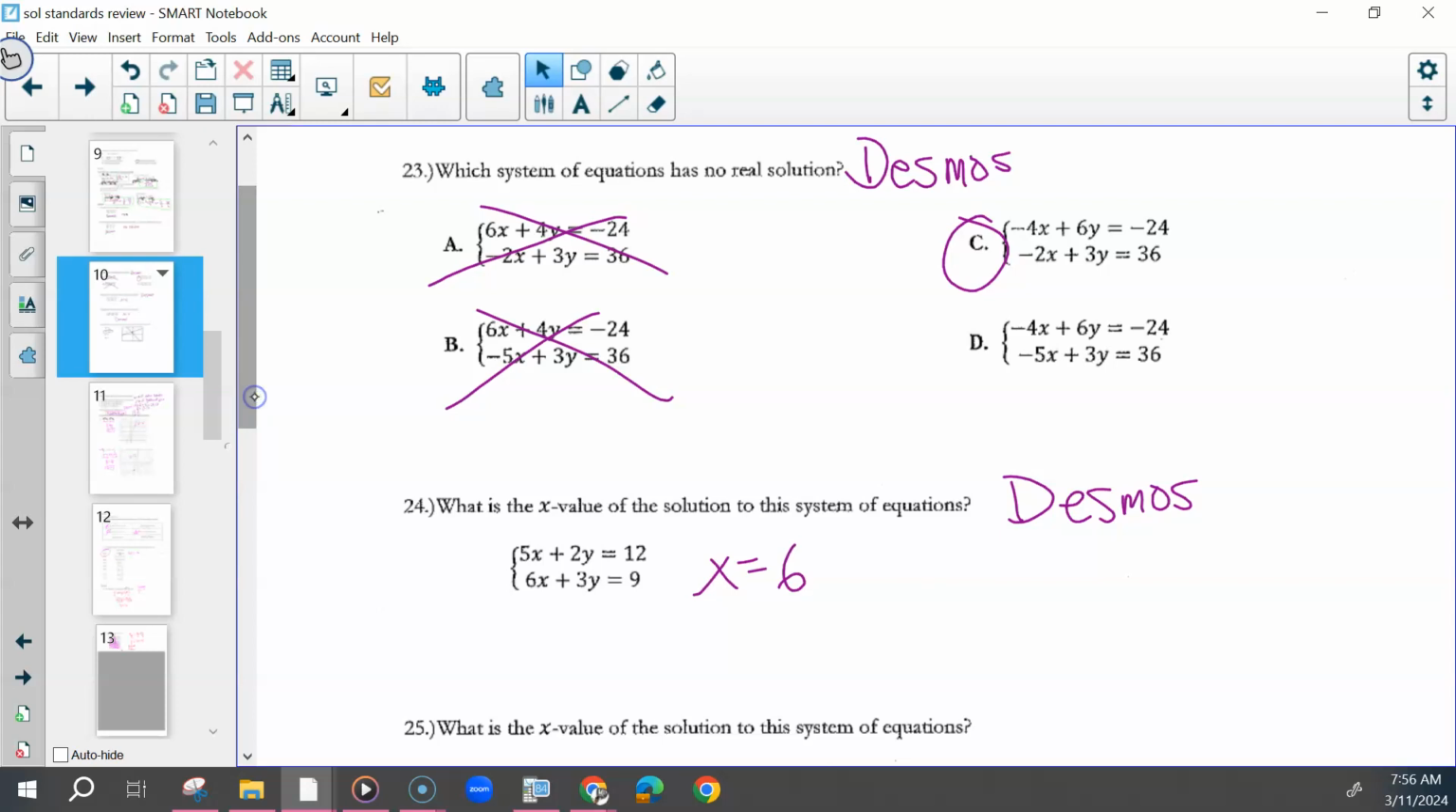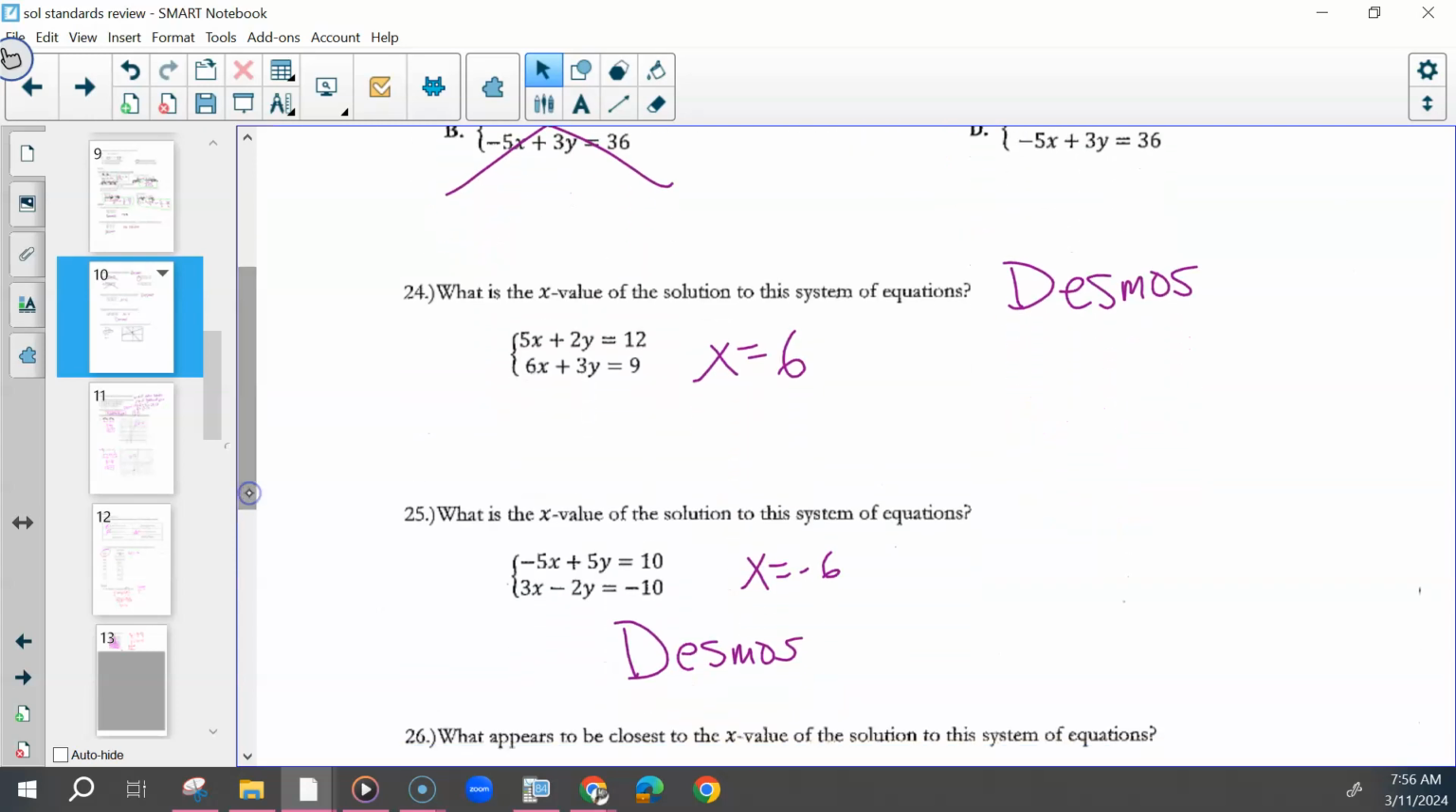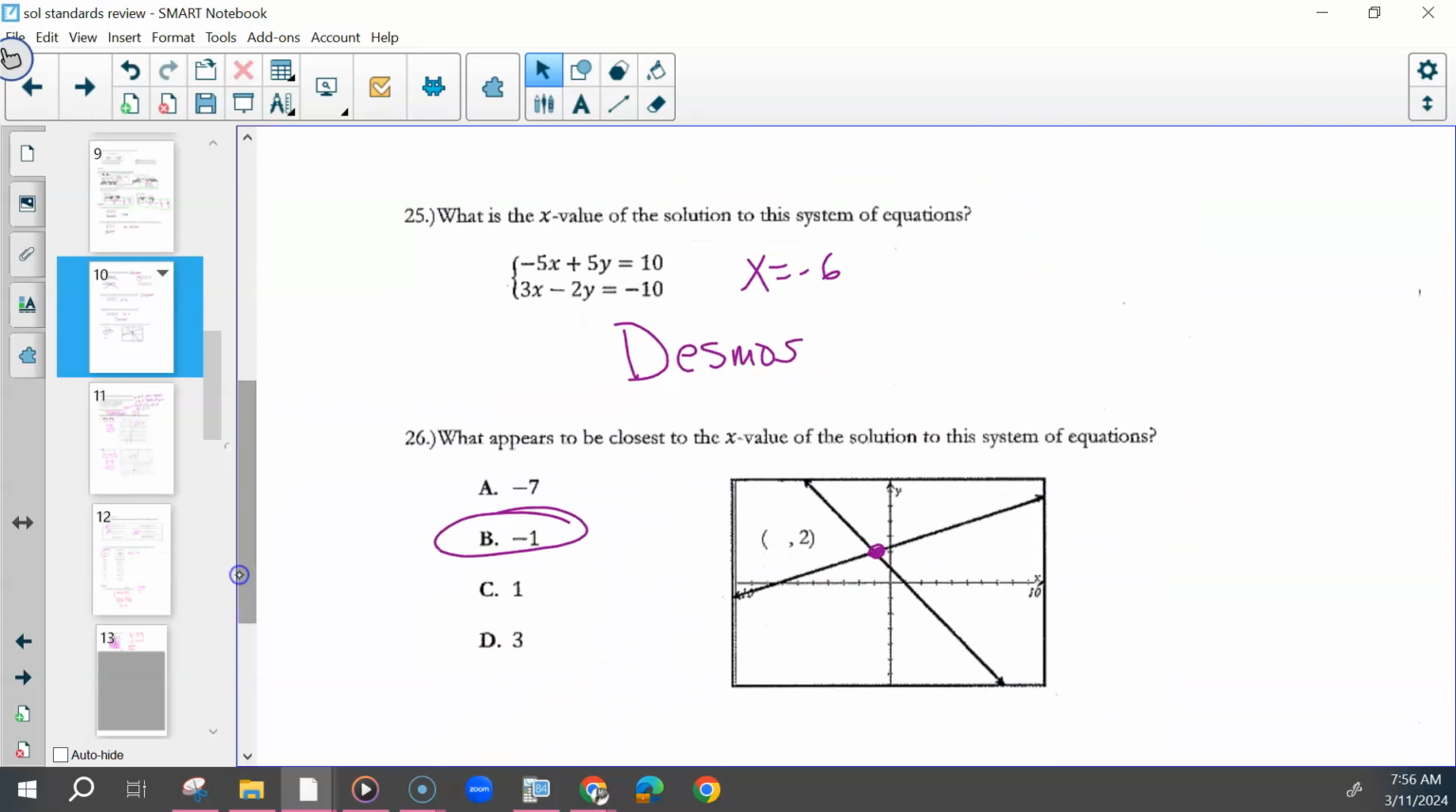23 was C. 24, x equals 6. 25 was also x equals 6. 26 was B.